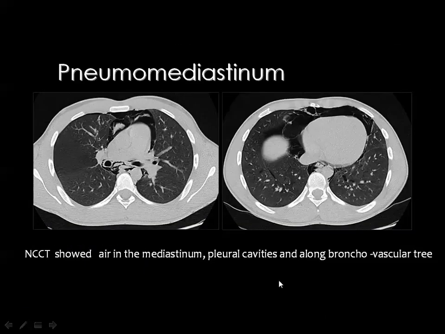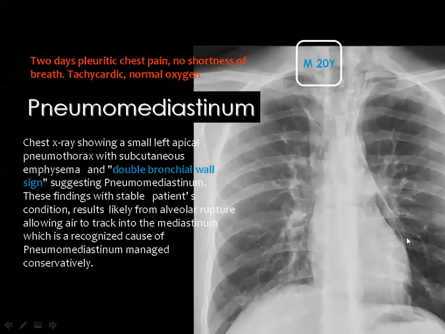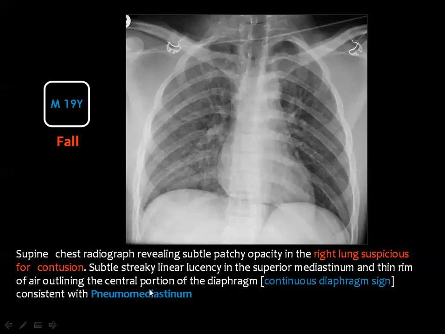Sometimes you may be able to have a CT scan, and it will clearly identify air within the mediastinum. There are many signs mentioned in the book to diagnose pneumomediastinum, but I think the best two signs are the presence of air tracking in the neck and the continuous diaphragm sign. One of the signs mentioned in the literature is the double bronchial wall sign, because of the presence of air outside the bronchus and air inside the bronchus.